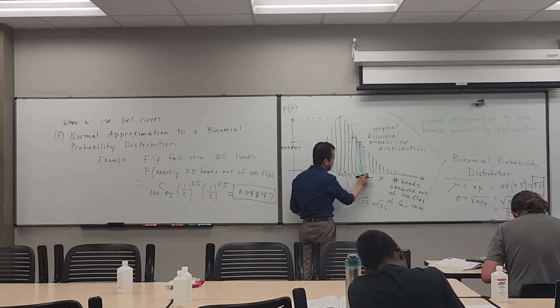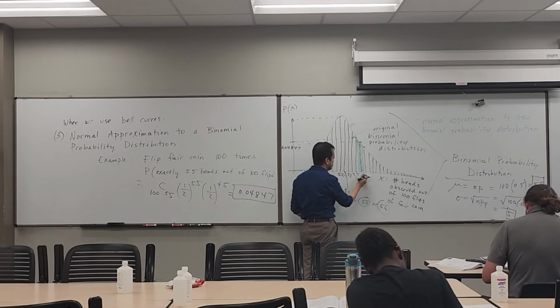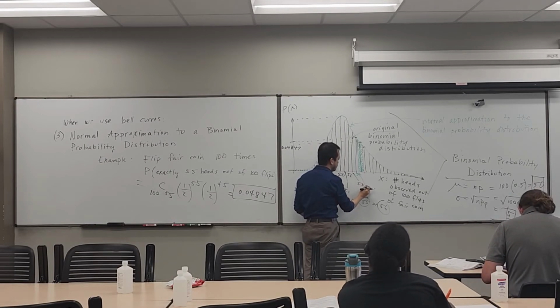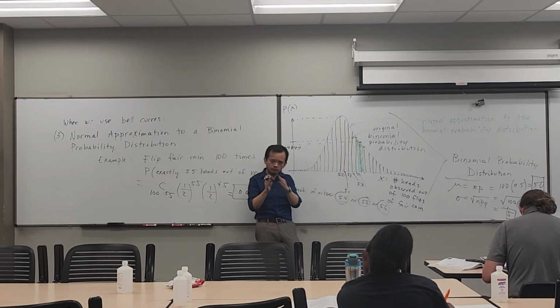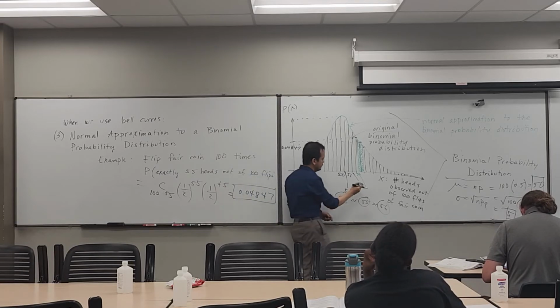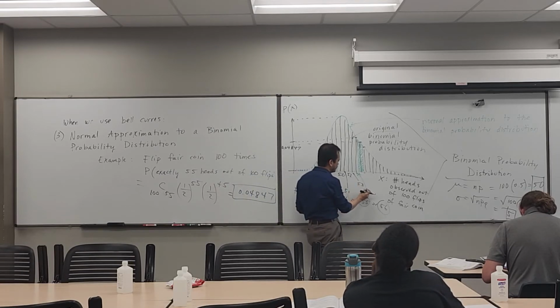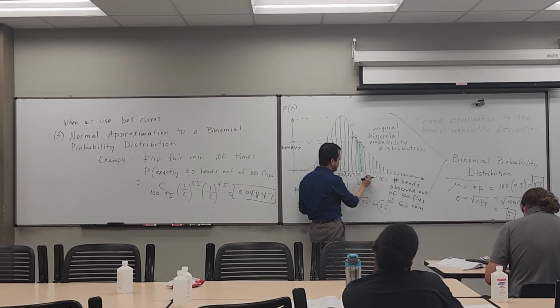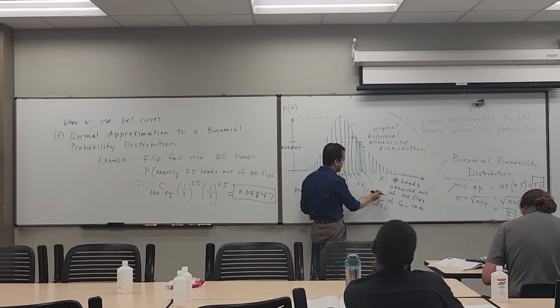So this data point of 55 has an area of 0.5 in either direction. So 55 minus 0.5 is 54.5, and 55 plus 0.5 is 55.5.